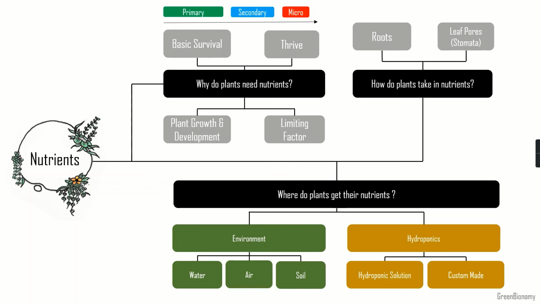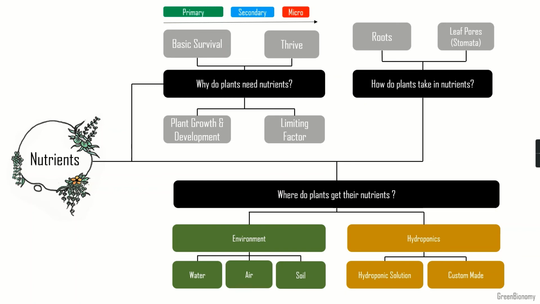So by now, I hope you have a broad overview of what nutrients are and why the plants need them, how the plants absorb them, as well as where the plants get them. In the next video, I will focus more on the specific functions that are affected by each of these nutrients, especially the primary macronutrients and the secondary ones, because I want to understand, and I think it's also important for you to understand, how each element affects the growth and development of the plant, right?